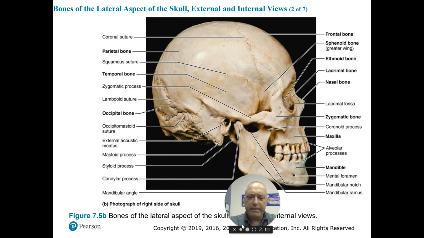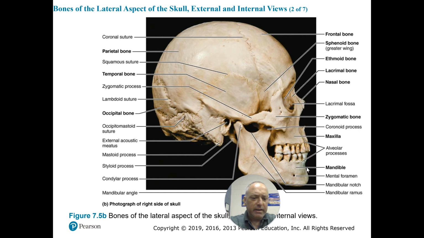Here's another look at this. We've got our coronal suture separating our frontal and parietal bones. Our squamous suture, it's squamous because it is not a straight line, separating the parietal and the temporal bones. And we've got our lambdoid suture separating the occipital and temporal bone, occipital and parietal bones.